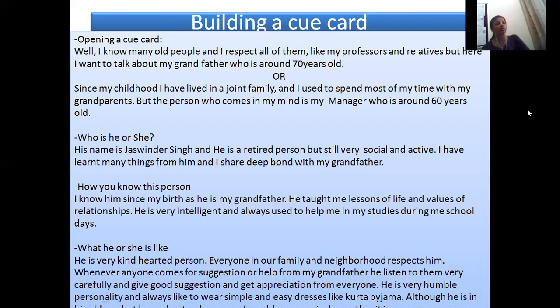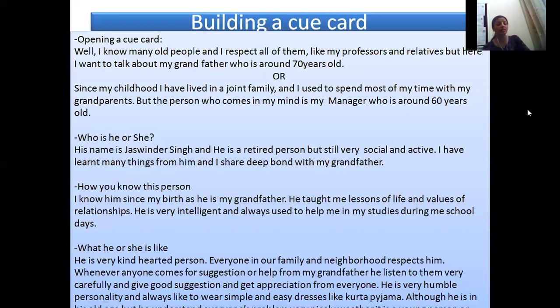So this is the question where some of my students get confused: if the person is your grandfather, how will you be able to tell the relationship and tell the examiner from what time you are aware of that person, or since how long you are in touch with that person? You can simply say that I know him since my birth as he is my grandfather. He taught me lessons of life and values of relationships. He is very intelligent and always used to help me in my studies during my school days.